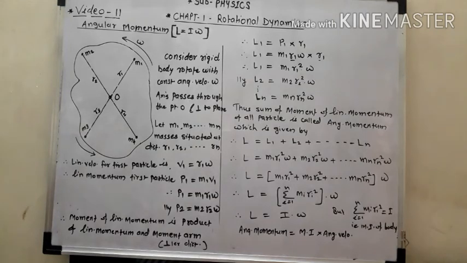Using this angular momentum L is equal to I omega, you have to find the change in angular momentum in numerical problems. This formula is very, very important, and you can solve these problems by using the formula L is equal to I omega. You have to understand this.